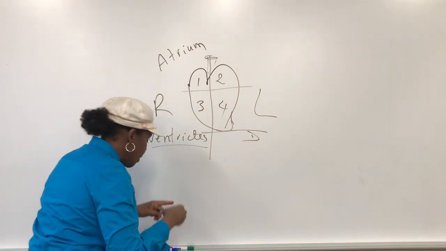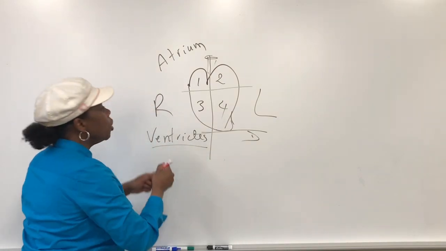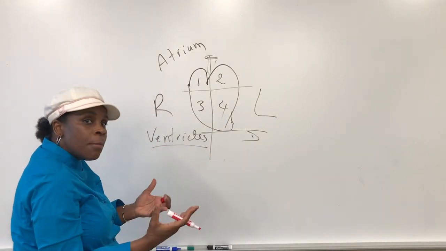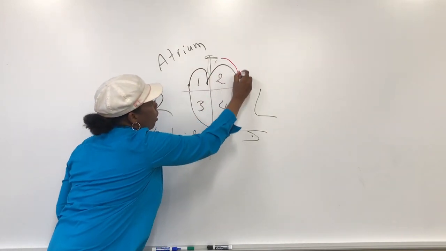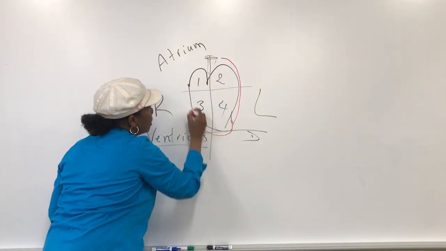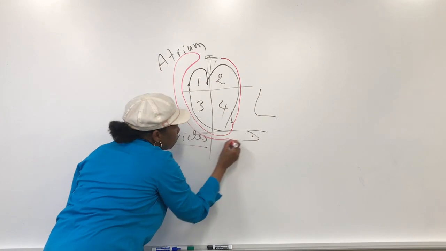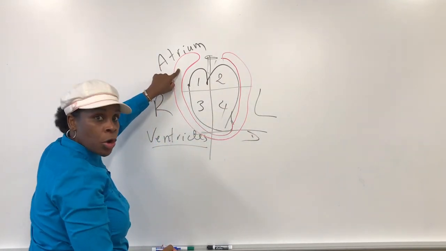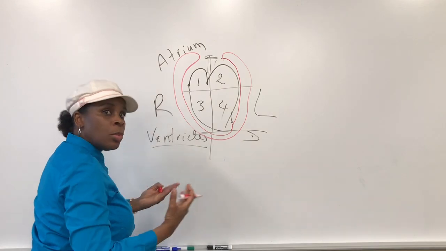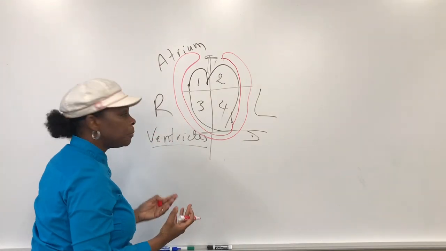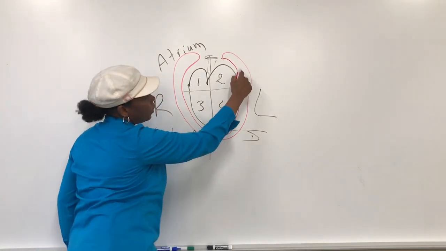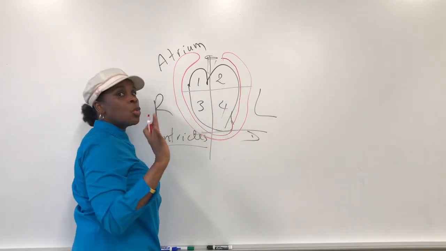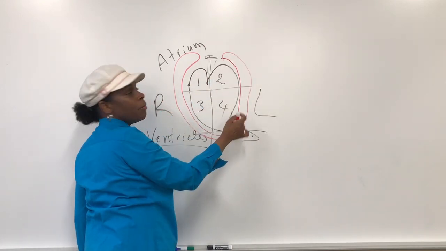And this bag is called the pericardium. The pericardium is like a double layer, like this, and it comes around like this. See it? The pericardium. The reason why it's called the pericardium: cardium means the heart, peri means around. But guess what? This pericardium is not just one layer, it's a double layer.